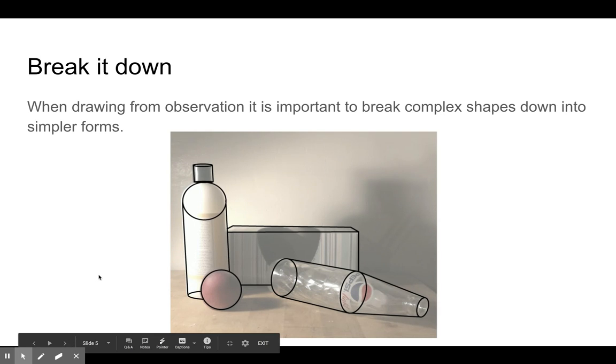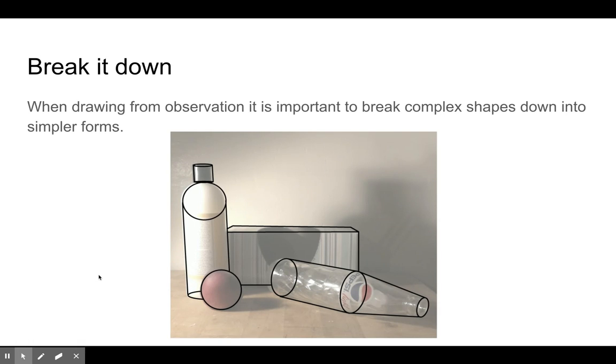Okay, so this is the most important tip that I give people whenever they start a complex drawing, and it's important whether you're doing a still life or you're drawing a person. When you're drawing something from the natural world, so you're looking at something to draw it, you want to make sure you break it down. And what I mean by that is when you're drawing from observation, it's important to break down complex shapes into simpler forms. So you can see what I mean by that in this picture here.